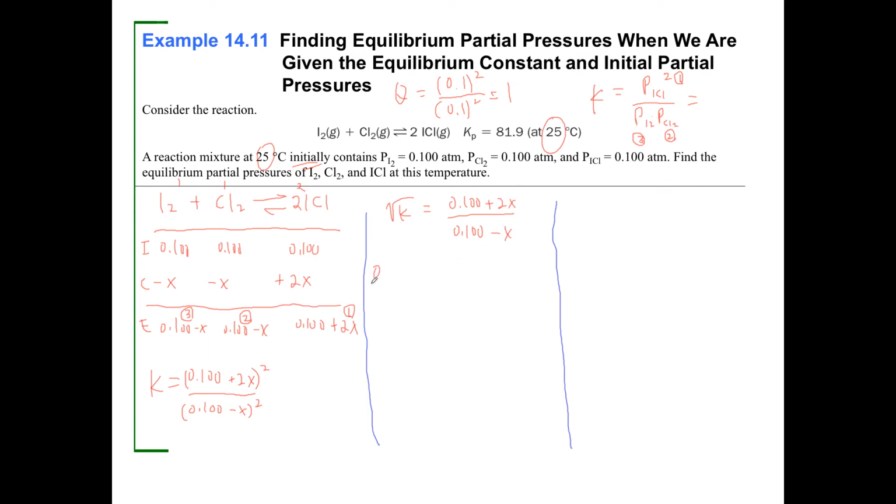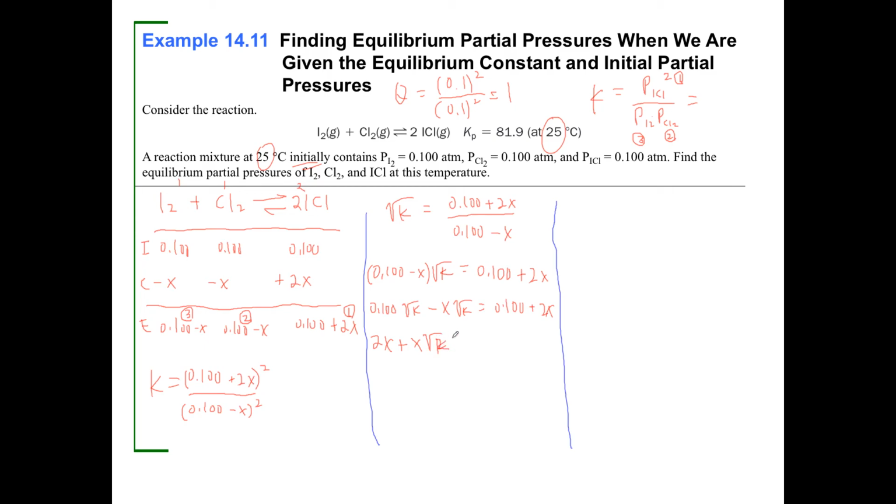I'm going to solve this. 0.100 minus x times root K equals 0.100 plus 2x, okay? So 0.100 root K minus x root K is equal to 0.100 plus 2x. I've got to get my x terms together. So I'm going to switch this around. Do you mind if I put 2x over here? 2x plus x root K, right? Because I just switched this around and then added x root K to both sides.